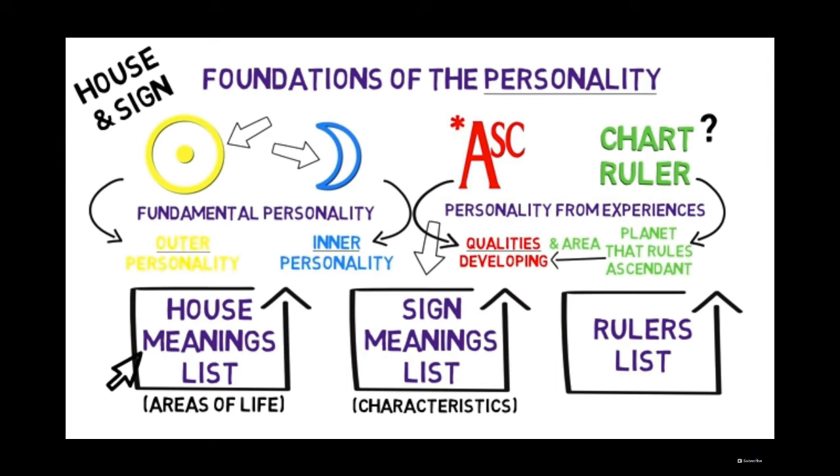Once you have identified your chart ruler, locate its house and sign placement just like you did for the sun and moon. Use the same PDFs we used earlier to identify what these areas of life and characteristics are that shape your personality over time. Remember, the chart ruler essentially represents you in the chart and what is being developed.